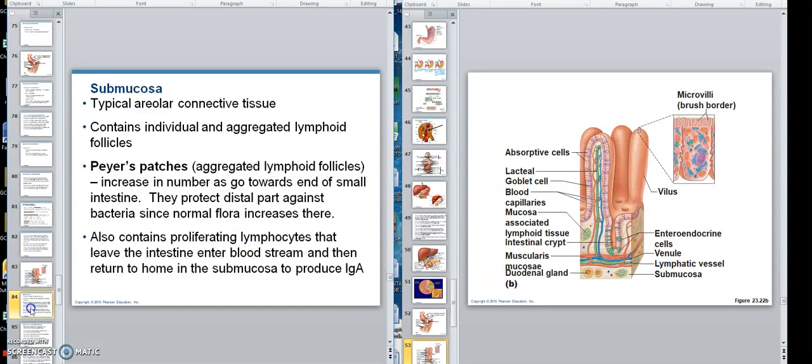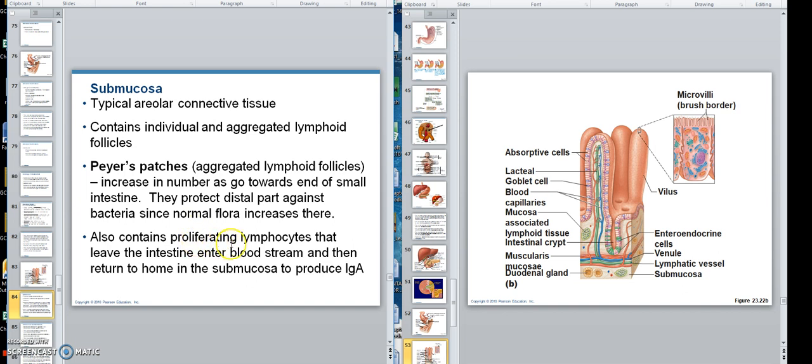So that's that picture. The submucosa. Typically areolar, that's a loose connective tissue, contains individual and aggregate lymphoid follicles. Again, Peyer's patches. And things like this here, that we talked about in the immune. Peyer's patches, lymphoid follicles, increase in number as you go towards the end of the small intestine. They protect the distal part against bacteria. Remember that you have normal flora in the large intestine, and you don't want it to creep up too much in the small intestine. All right.